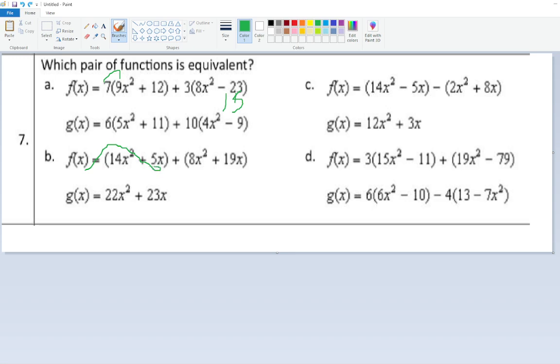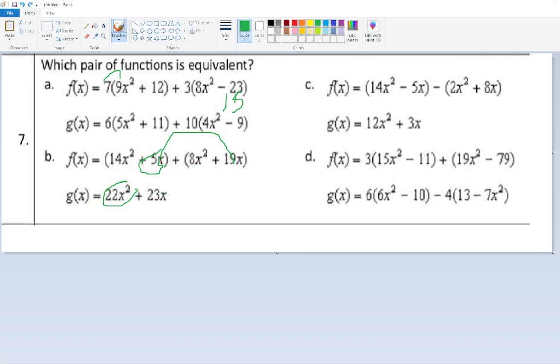Down here, there is no number at all, and we can just add them. 14x squared plus 8x squared is 22x squared, plus 5x plus 19x is plus 24x. 22x squared, check. But that's not plus 24, that's plus 23. That was pretty tricky, pretty close.